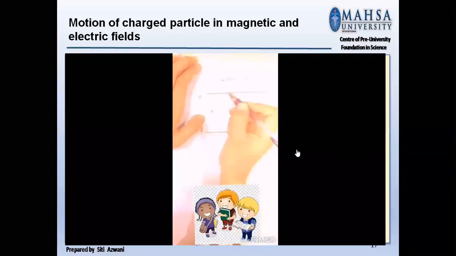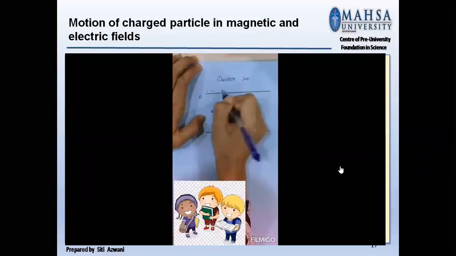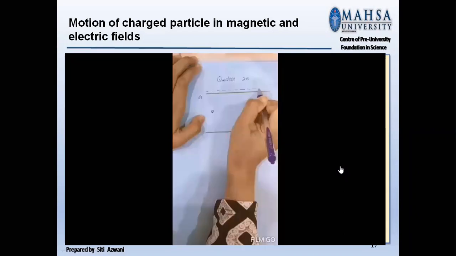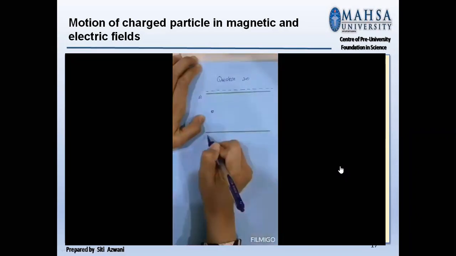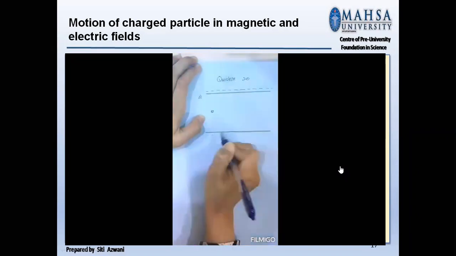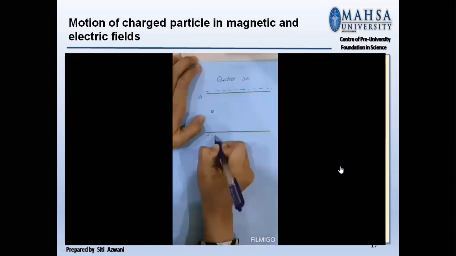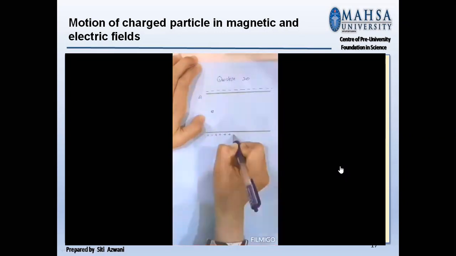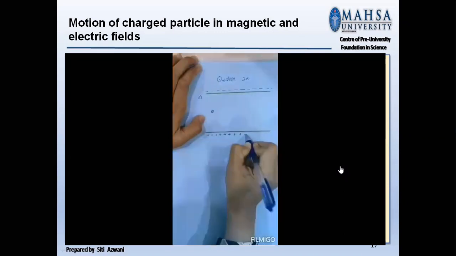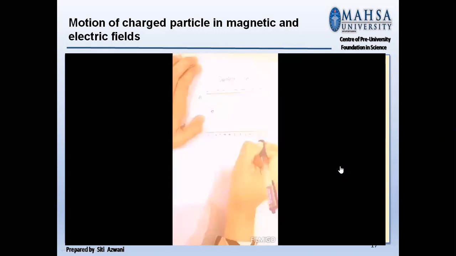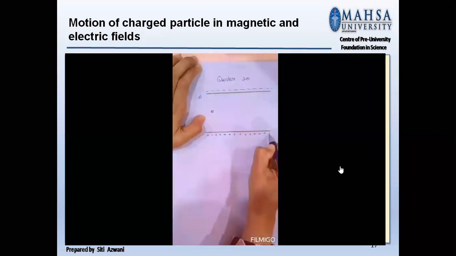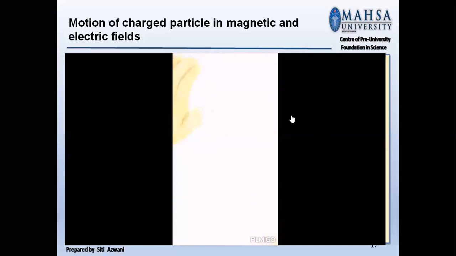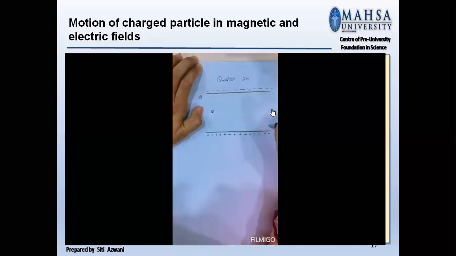For question 28, refer back to your question. Your upper plate is lower potential, and the lower plate is higher potential. So you have a negative plate on the top and a positive plate on the bottom. So first, you need to draw the direction of your electric field E.